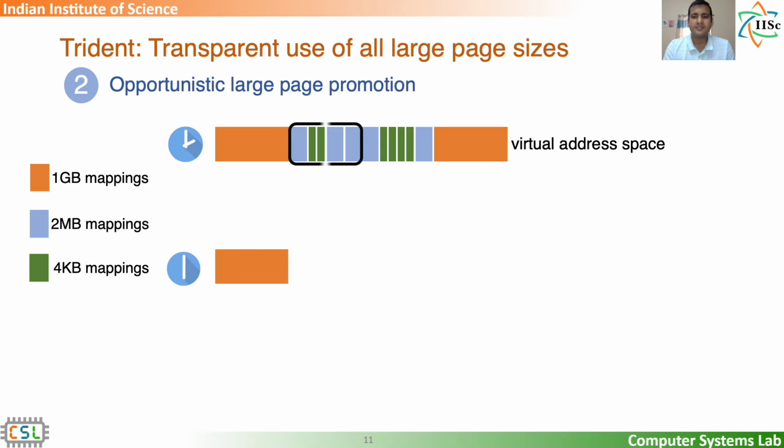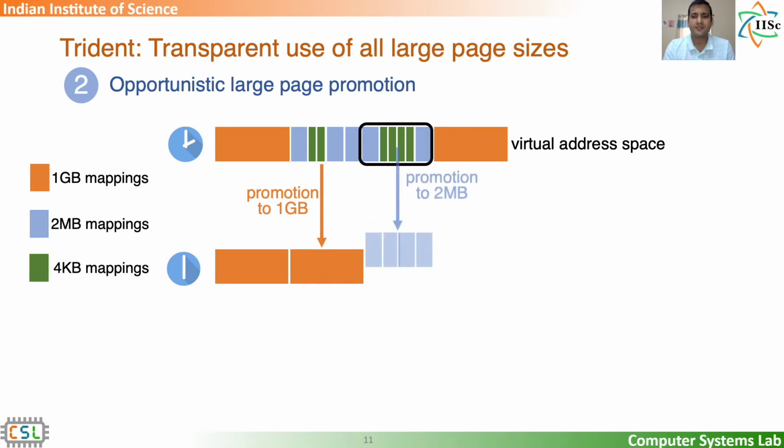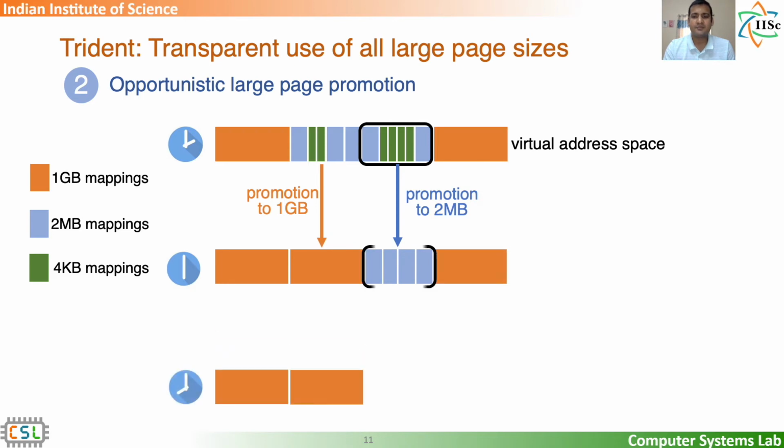We take care of these situations by promoting regions to large pages in the background. Similar to allocation, here also we try to first promote smaller mappings to 1 GB pages. If not possible, we promote them to 2 MB pages. If required, we do this multiple times so that 1 GB pages can be utilized to their maximum effect.